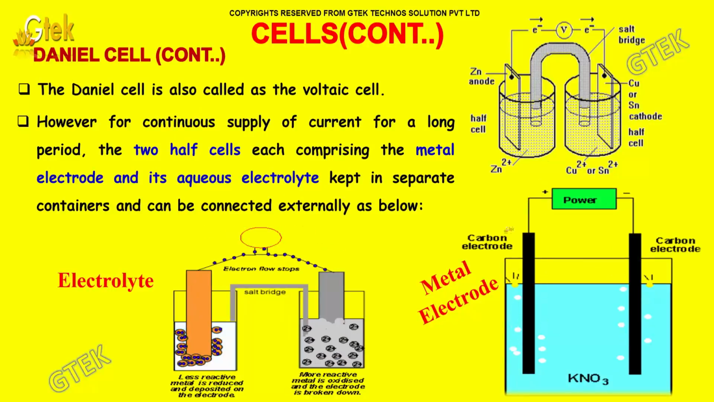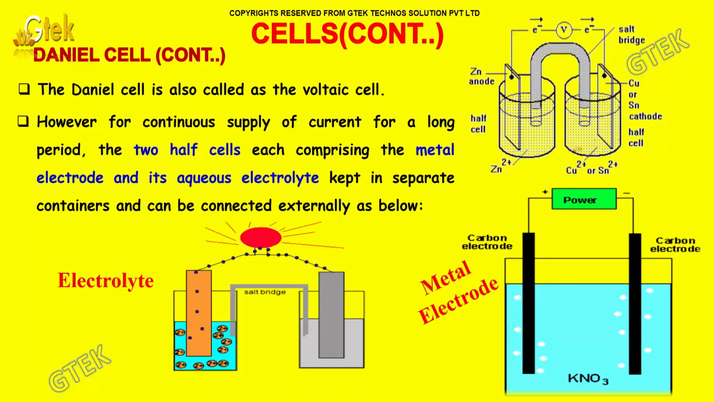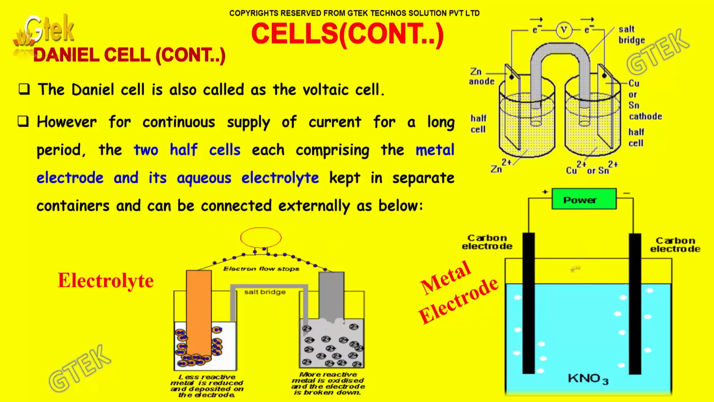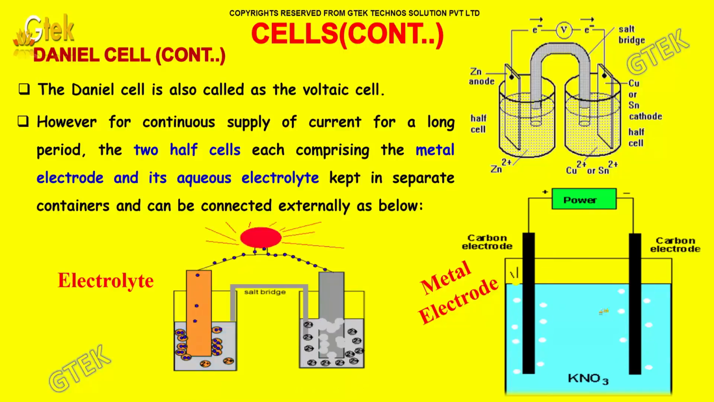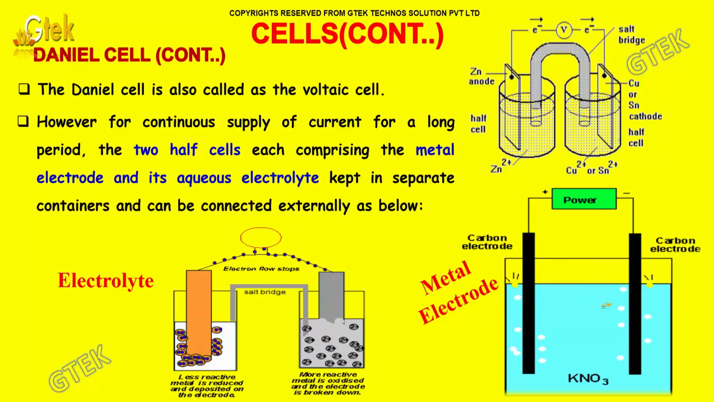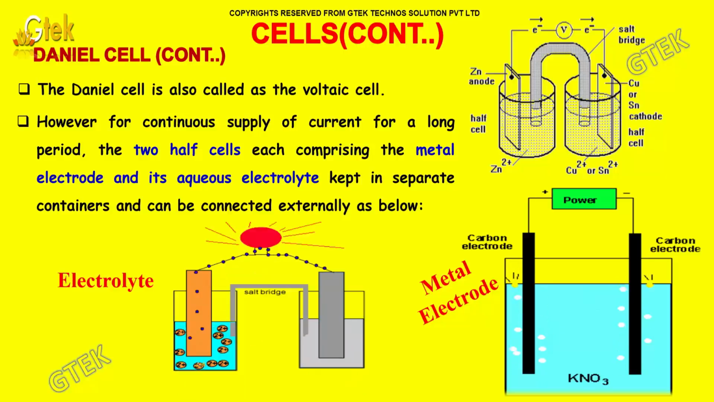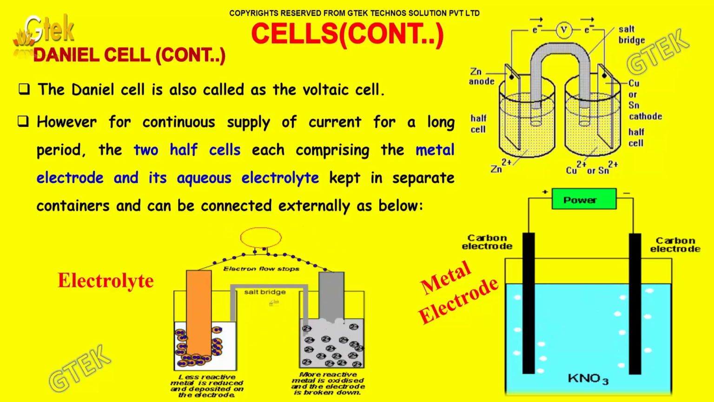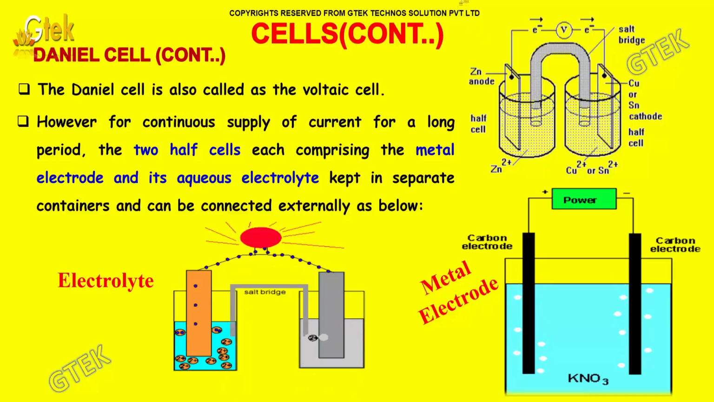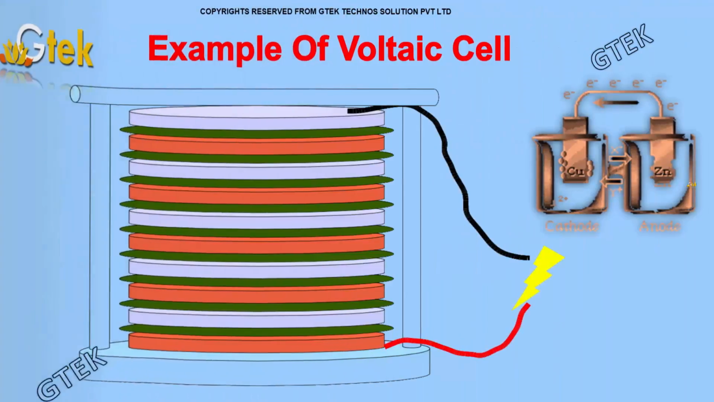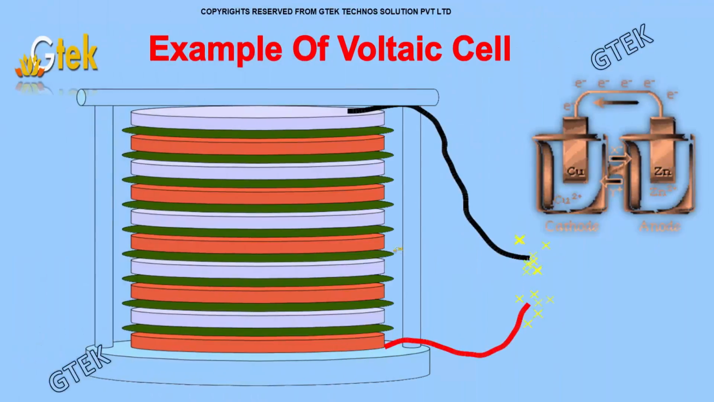However, for continuous supply of current for a long period, the two half cells, each comprising the metal electrode and its aqueous electrolyte, kept in separate containers, can be connected externally as shown below. So you can find here how it has been connected, and how it has been depicted very clearly. So this is about the Voltaic cell.